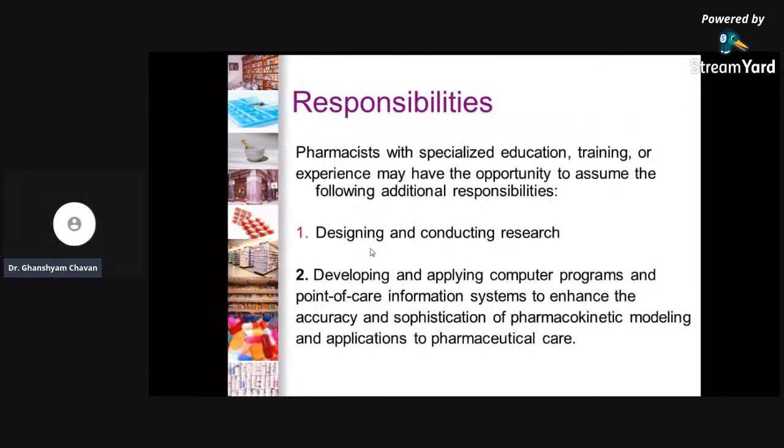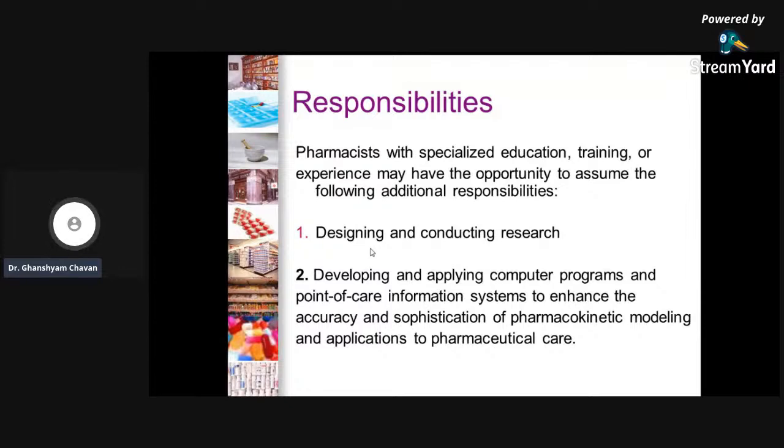Another responsibility: pharmacists with specialized education, training and experience may have the opportunity to assume the following additional responsibilities. The first is designing and conducting research. Yes, because clinical pharmacists are born to do research, because they have those capabilities. So they can design any sort of protocol, and they can conduct the research.